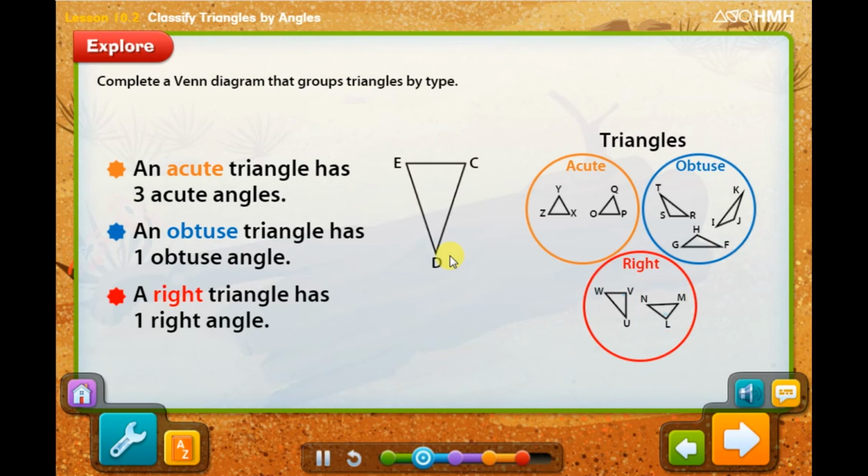Let's look at one more triangle. Triangle EDC. What kinds of angles does it have? Acute, acute, acute. So it is acute. Triangle EDC has three acute angles. What kind of triangle is it? Acute. The orange. Triangle EDC is an acute triangle, and it goes in the orange section of the Venn diagram. Our Venn diagram is complete. All of the triangles have been identified by the kinds of angles they have.